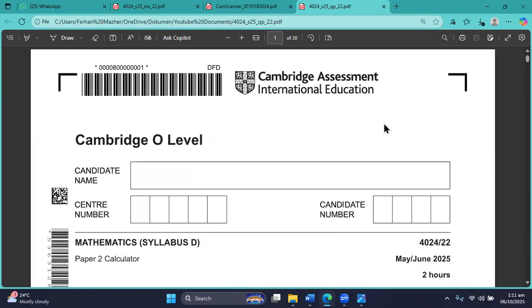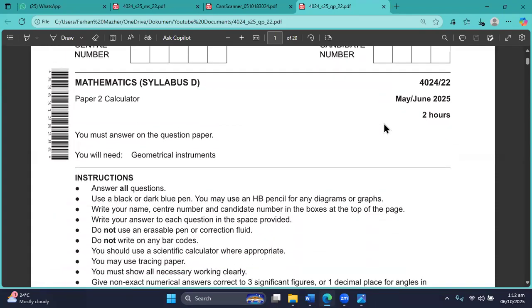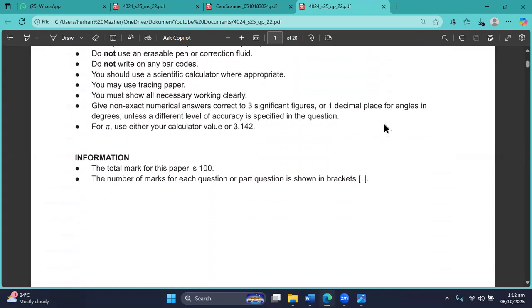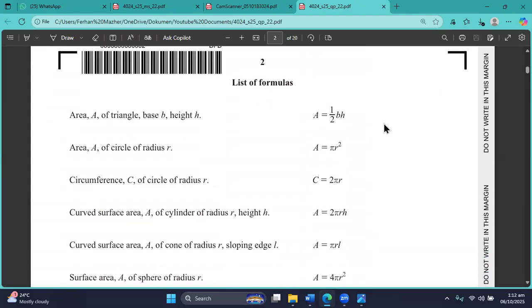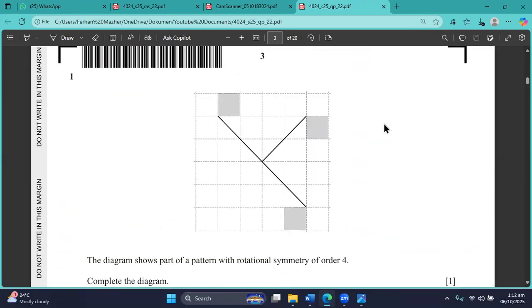Okay, so May-June 2025 Paper 2, 4024/22/May-June/2025. So let's start this paper. And question number 1 is showing up on your screen. Here comes question number 1.